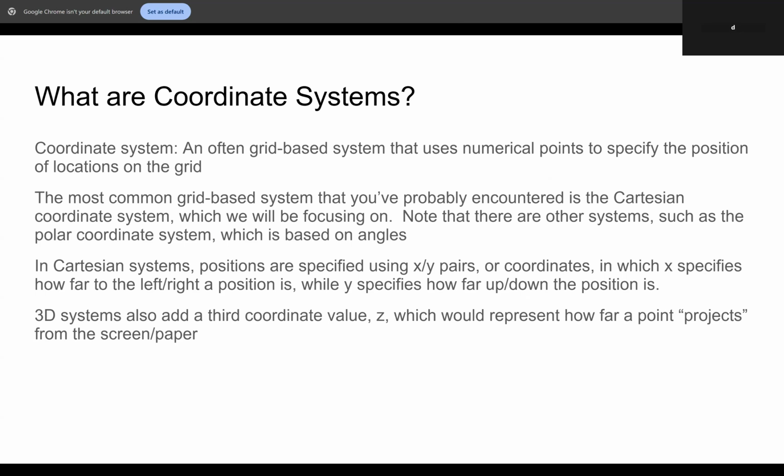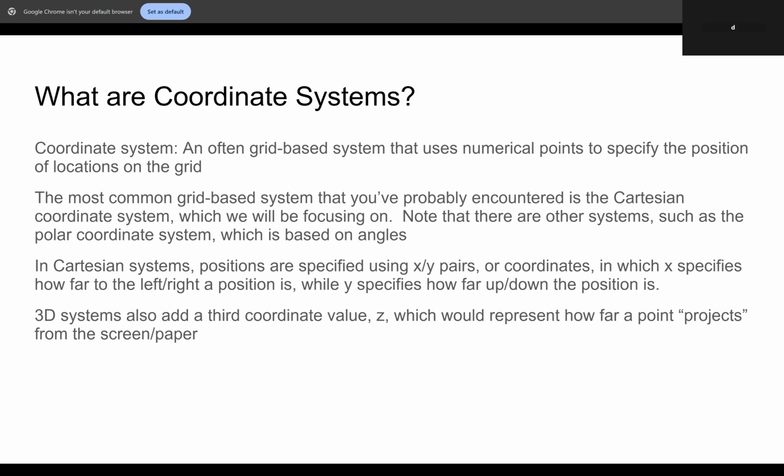But there are other systems that you might have heard about, such as the polar coordinate system, which is based on angles. But we're not going to be really talking about that this time. So with Cartesian systems, the positions are specified using XY pairs or coordinates, in which X usually specifies how far to the left or right a position is on the grid, while Y usually specifies how far up and down the position is on the grid. And that's if you have a two-dimensional coordinate system.